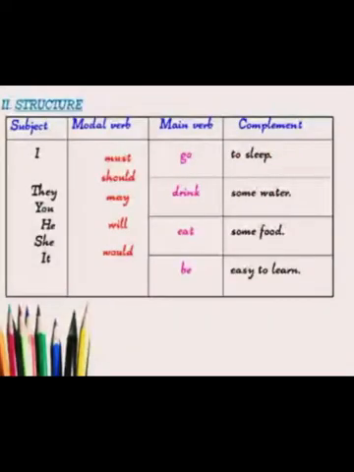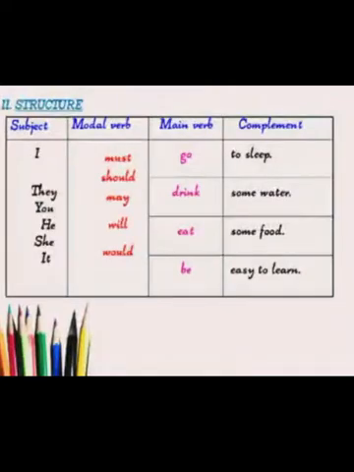Moving to the second step, that is the structure of sentences. The table here has some parts framed to make a sentence. The table here will teach us how important these modal verbs are to frame a complete sentence or to give a meaning to the sentence. The table consists of a subject, modal verb, main verb, and a complementary sentence.